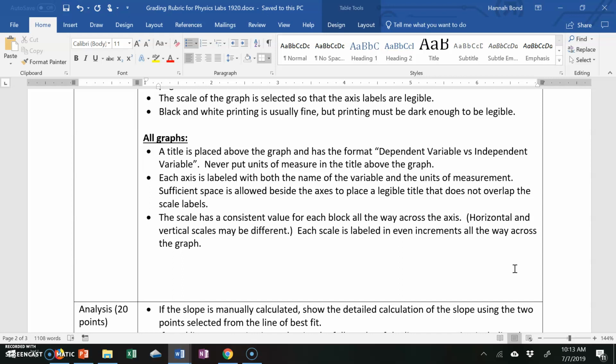Each axis of the graph needs to be labeled with the name of the variable on that axis as well as the units of measurement. And each axis needs to have its scale labeled across the graph. And each scale has to have a consistent value for each block as you go all the way across that axis. Now, it's very likely that the horizontal and vertical axis will have different scales. That's okay, but on the same axis, each block needs to represent the same amount of units.